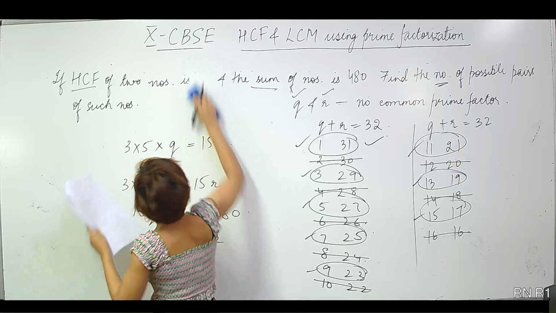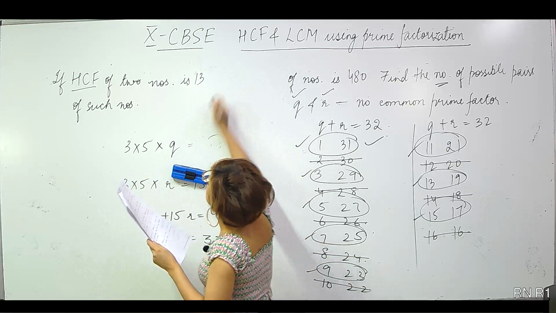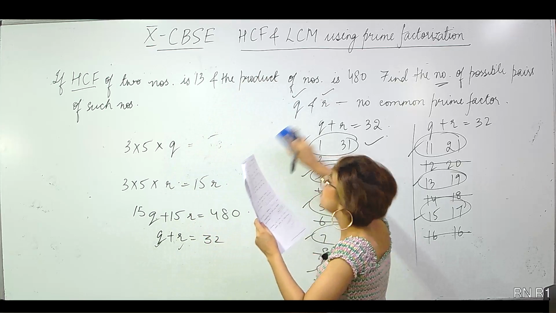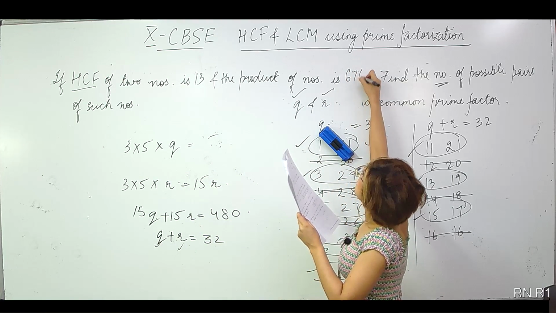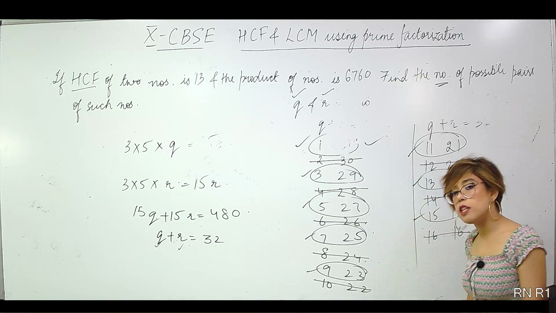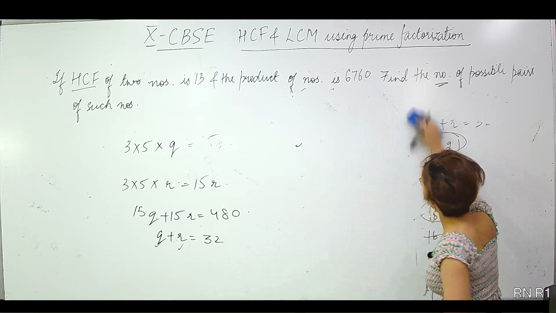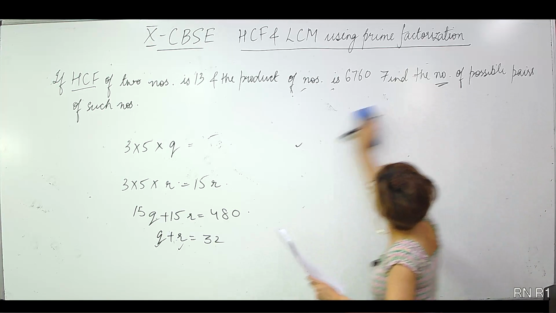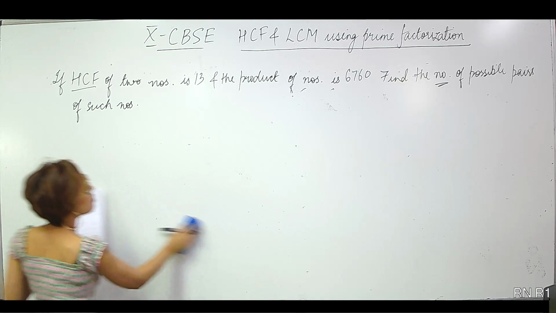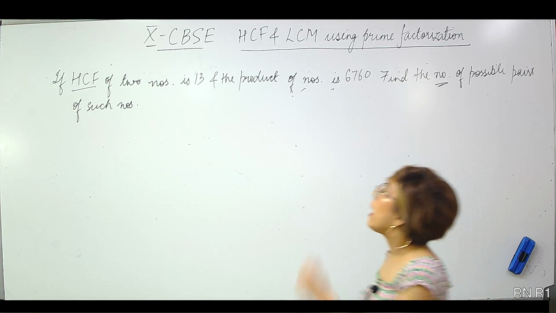If HCF of two numbers is 13 and the product of the two numbers is 6760, then you need to find the number of possible pairs of such numbers. Right. I think sufficient time.